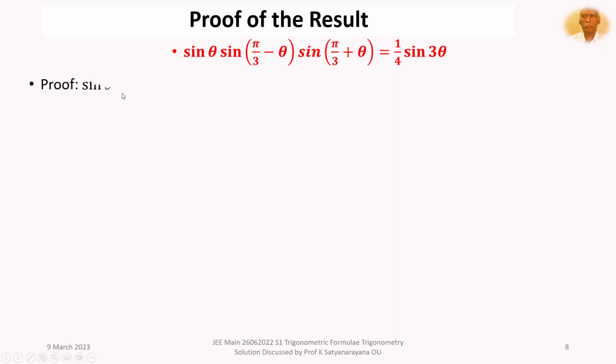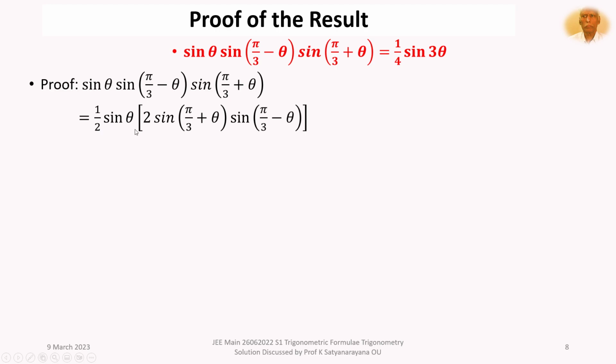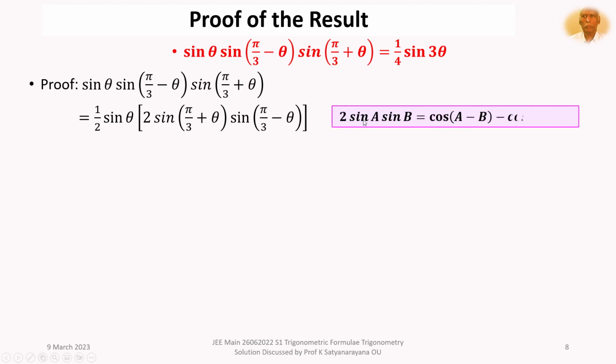So we take sine theta into sine pi by 3 minus theta into sine of pi by 3 plus theta. So multiply and divide by 2. 1/2 into sine theta into 2 times sine of pi by 3 plus theta into sine of pi by 3 minus theta. Recall the result: 2 sine A sine B is equal to cos of A minus B minus cos of A plus B.